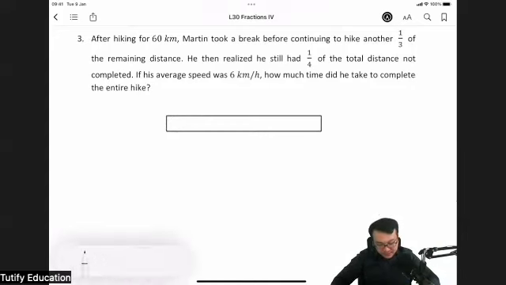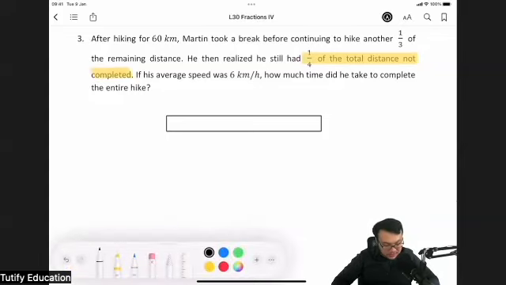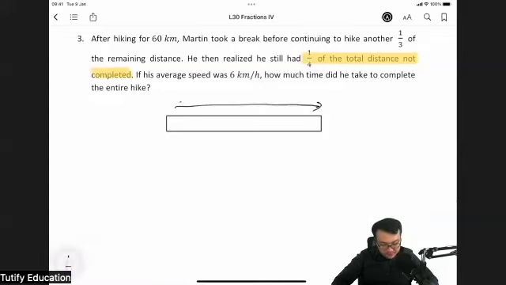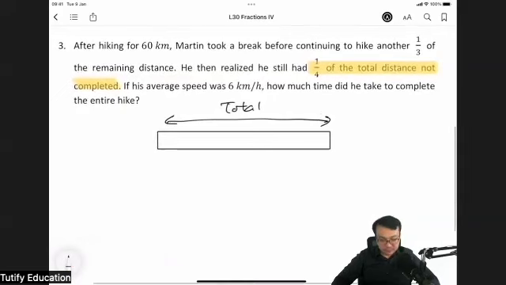Okay, so let's take a look here, right? They said that he still had 1/4 of the total distance not completed. So now I'm drawing the total distance. Can you tell me how many units should I draw? 4. Very good. So that later on I can cut away 1/4. So this is 1/4, 1/4, and it is not completed. According to the question, this is not completed yet.